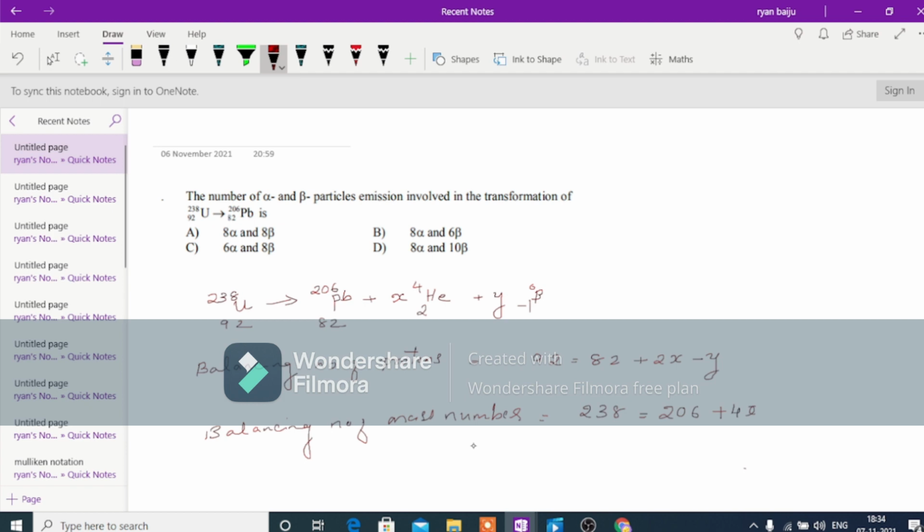First I am going to calculate x. 238 minus 206 equal to 4x. From this we can calculate the number of alpha particles, that is 8. Therefore this 8 we can substitute in equation 1. Therefore you will get y. Y will be 6. Therefore number of alpha particles 8, number of beta particles 6. Therefore answer B is correct answer.